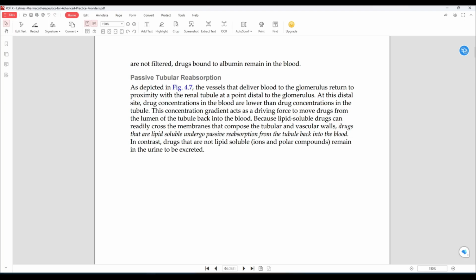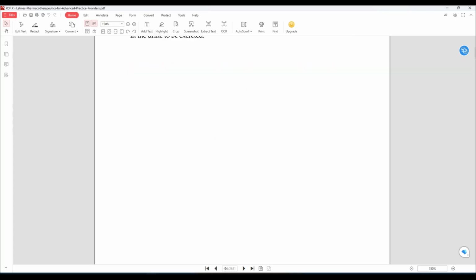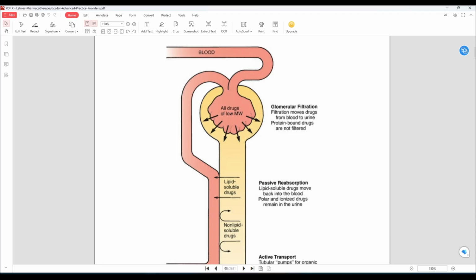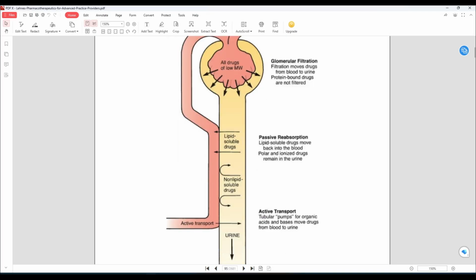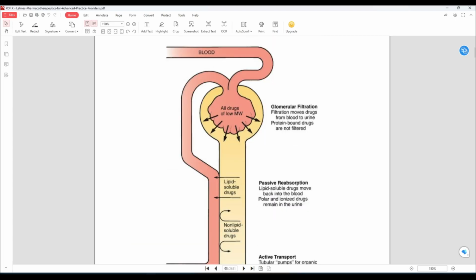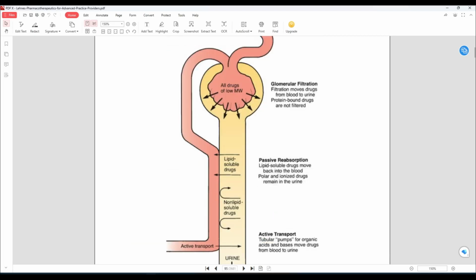Because lipid-soluble drugs can readily cross the membranes that compose the tubular and vascular walls, drugs that are lipid-soluble undergo passive reabsorption from the tubule back into the blood. In contrast, drugs that are not lipid-soluble remain in the urine to be excreted. So here's a picture of glomerular filtration, the passive reabsorption, and the active transport. Good spot to hit pause to review your anatomy.